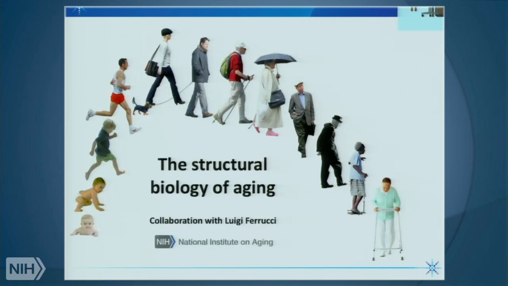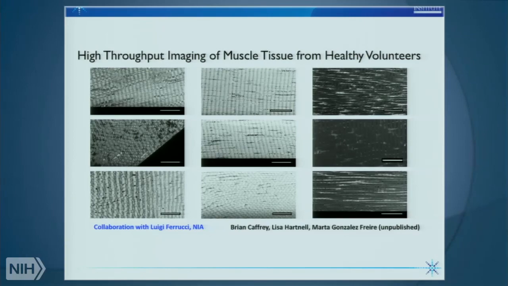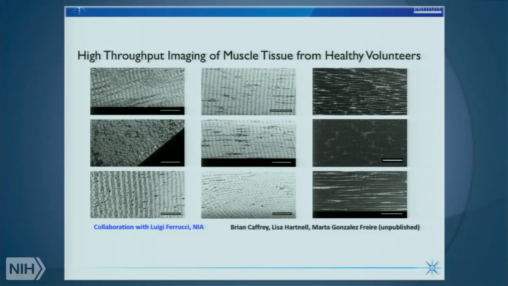The one that we are now very much interested in, and is the beginning, we just launched this collaboration with Luigi Ferrucci, the Institute of Aging, is to begin to use these methods to apply this to a very large cohort of patients whom they study, where they're trying to describe and develop general metrics for aging. And from our point of view, we'd like to contribute to be able to bring structural biology to this problem and to develop methods that might define what it is that changes when people age and what differences might be captured between people of the same age but at different levels of wellness. And this is work that's being done by Brian Caffrey, a graduate student in the lab, Lisa Hartnell, and Marta Gonzalez in Luigi's lab.